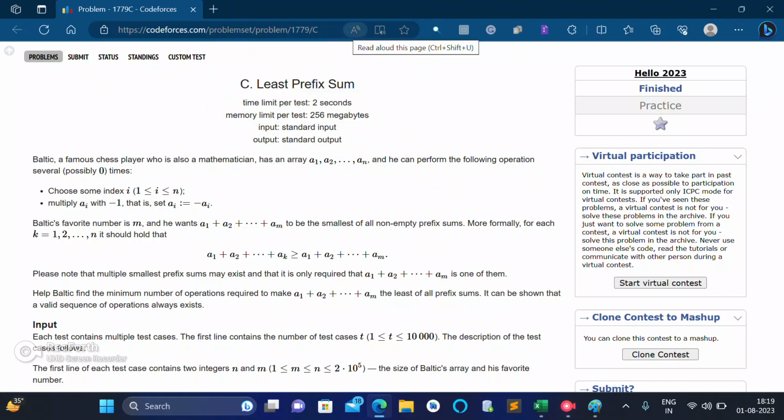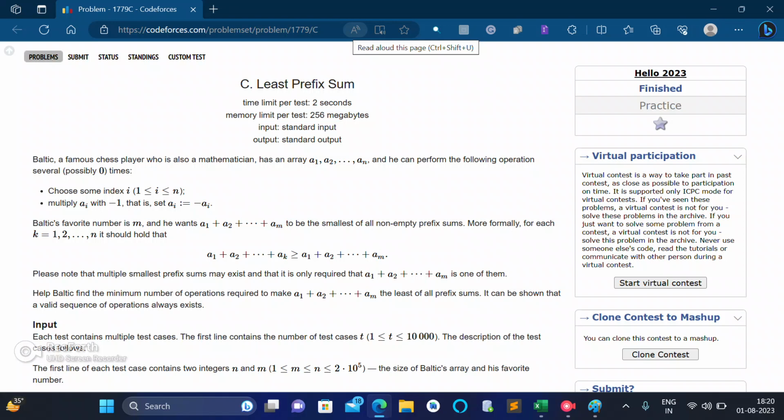Hello everybody, so today in this video we are going to discuss this question, Least Prefix Sum, which was asked in Hello 2023. In this question we are given an array A1 to AN and we have to do some operations, possibly 0 times.